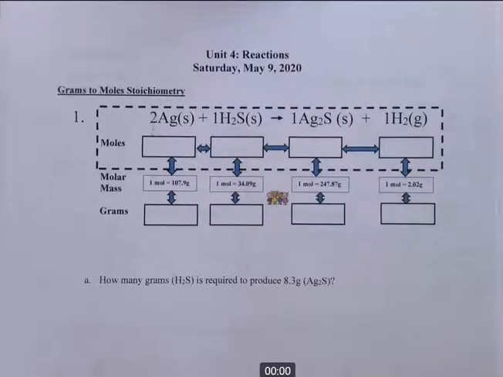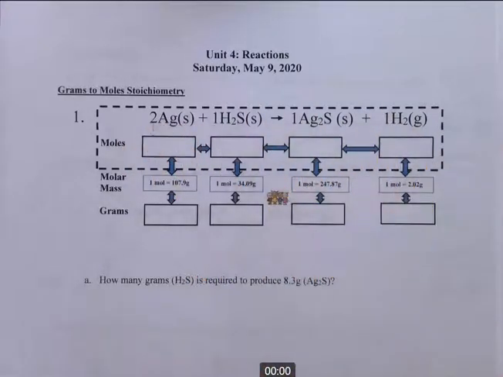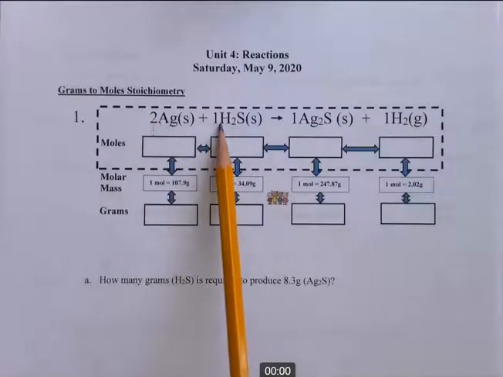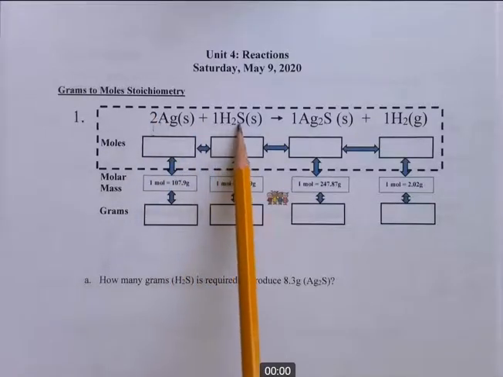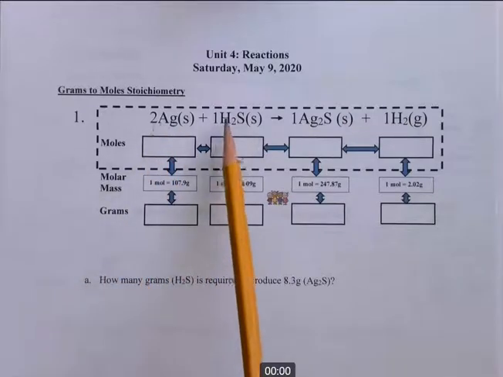So stoichiometry is simply using a chemical equation. A chemical equation is the centerpiece of chemistry, and it only speaks in one language. It speaks in the language of moles, or in numbers of atoms and molecules. So for this equation, for example, you need 2 atoms of silver and 1 molecule of hydrogen sulfide in order to produce this reaction here. And it doesn't mean you need exactly 2 moles and 1 mole. It means you need twice as many moles of silver as you have of H2S.